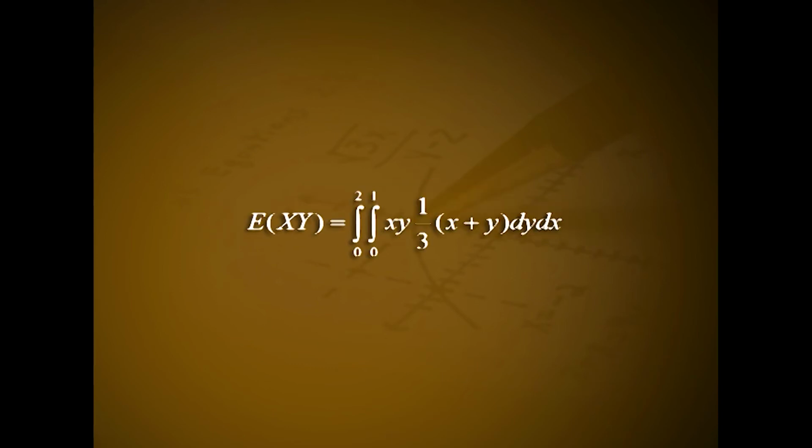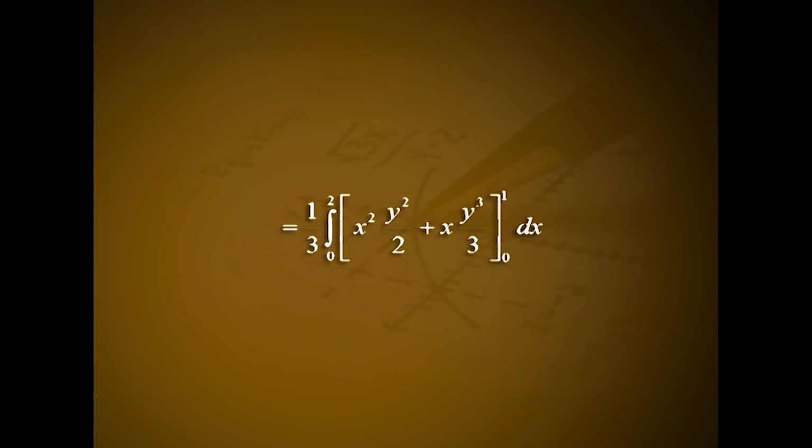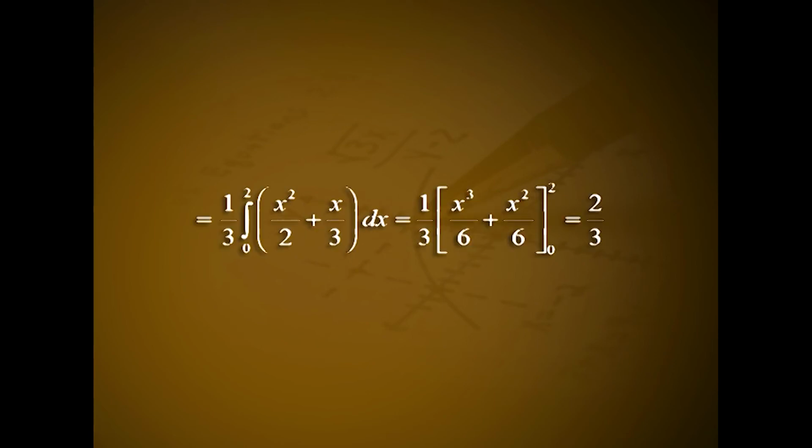Expectation of x into y, that is integral from 0 to 2, again integral from 0 to 1, x into y into 1 by 3 into x plus y dy dx. That is equal to 1 by 3 into integral from 0 to 2, x square into y square by 2 plus x into y cube by 3 over the limit from 0 to 1 dx. That is equal to 1 by 3 into integral from 0 to 2, x square by 2 plus x by 3 dx. That is equal to 1 by 3 into x cube by 6 plus x square by 6 over the limit from 0 to 2, that is equal to 2 divided by 3.